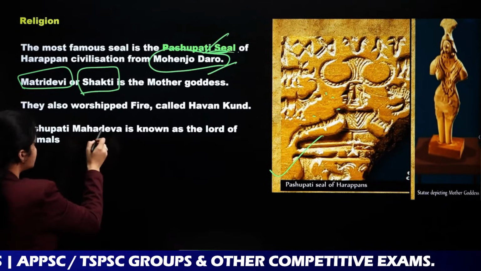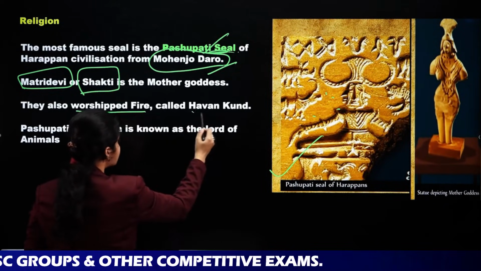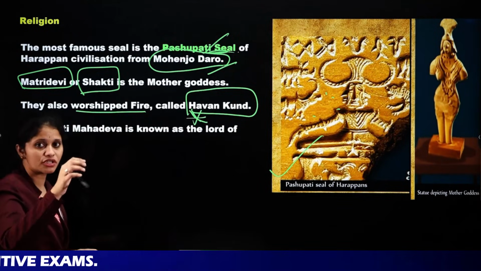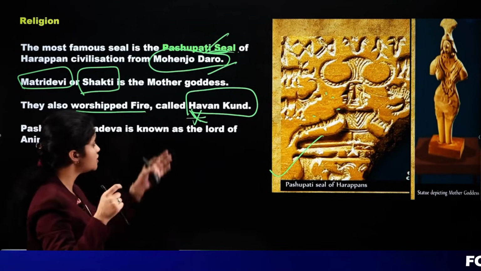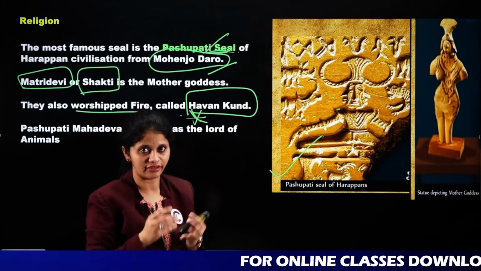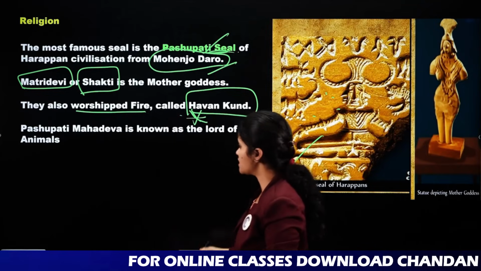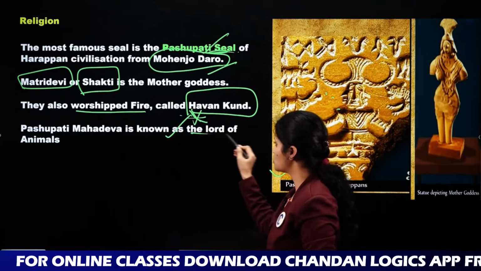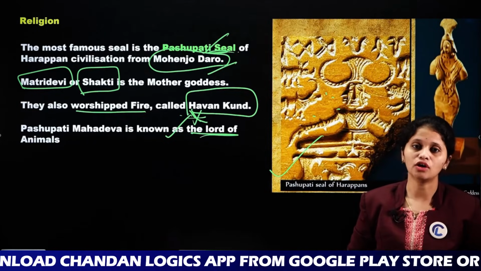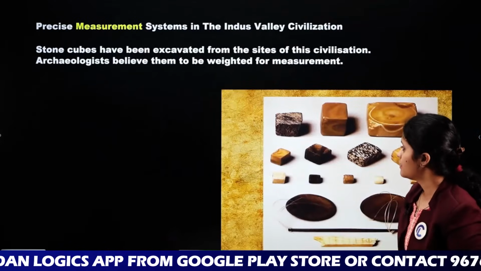And they also worshipped fire, which is called the Havan Kund. What is that? Fire they used to worship during the Harappan culture. It is also known as the Havan Kund, that means worshipping of fire. And as well, Pashupati Mahadeva is known as the Lord of Animals. What does it mean actually? The Lord of Animals.